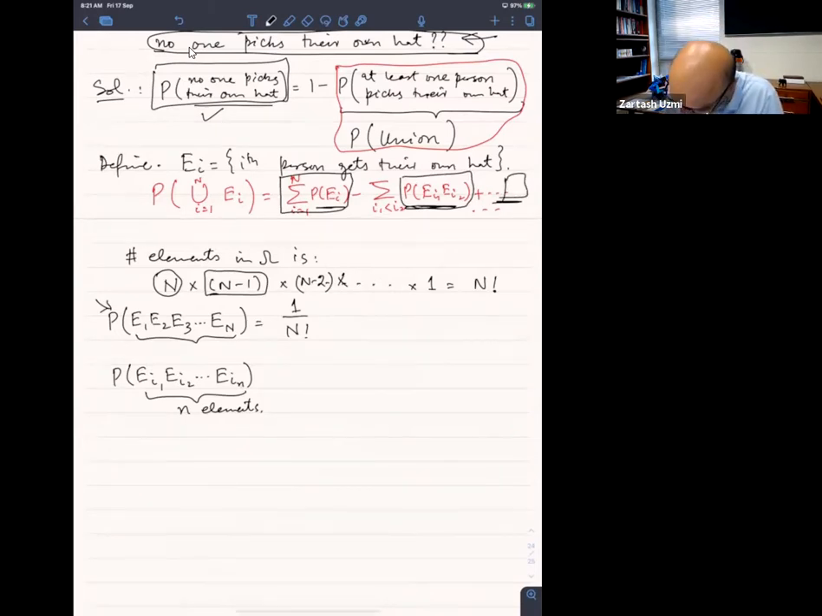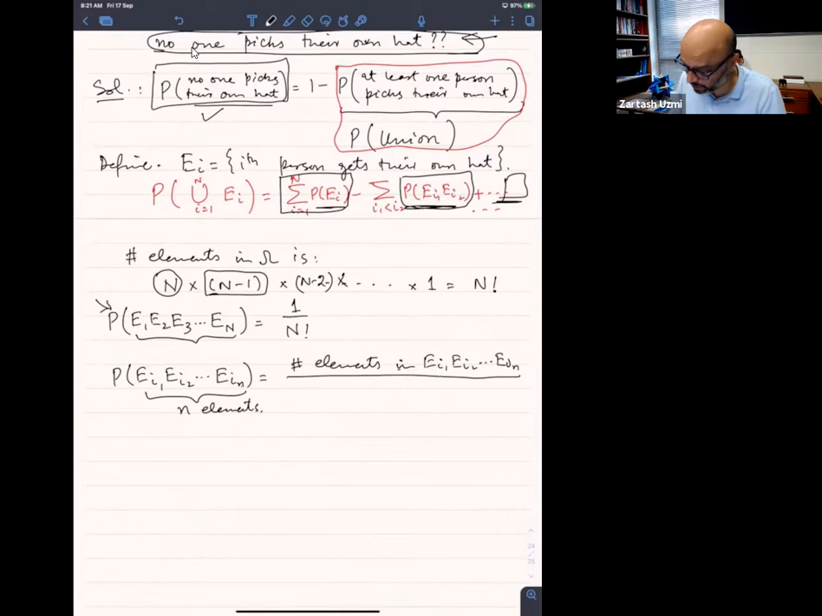I just need to find this probability. If I find this probability, then I'm done. Okay, so this would be equal to number of elements in EI1, EI2, ... EIN divided by number of elements in the sample space, which is n factorial.